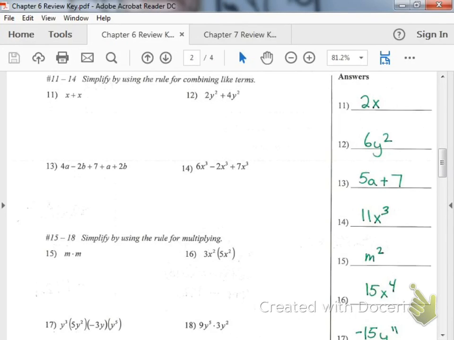Number 11, it's 1x plus 1x. So like 1 plus 1 is 2. When you're combining like terms, you don't change the variable or the exponent. You just add or subtract the coefficient, so the number in the front. So 1 plus 1 is 2.